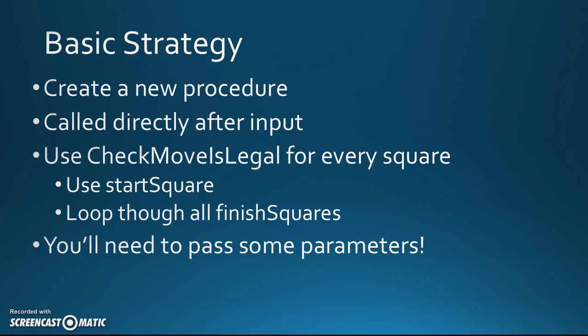Passing the start square, loop through and passing all the potential finish squares one after another, and all you have to do is only output the finish square if it returns true. So you can do that with an if statement. So in other words, what we're saying is a couple of loops and an if statement. Now there's a few things CheckMoveIsLegal needs that isn't currently in GetMove, so there's going to be a bit of extra parameter passing.